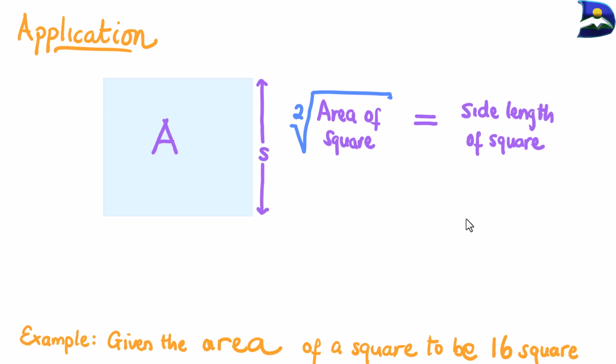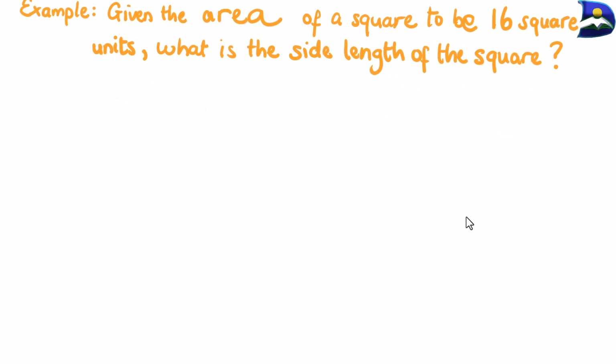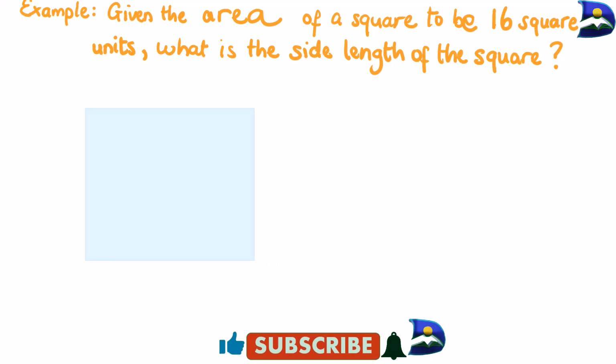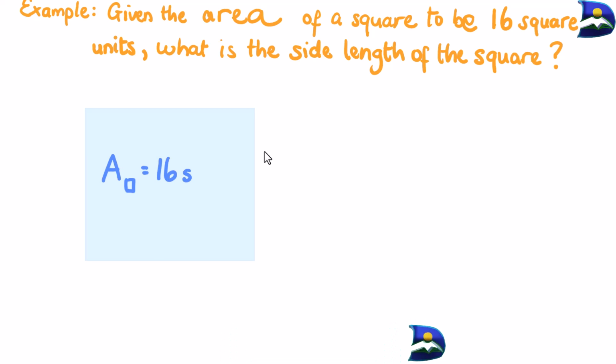And this is going to be shown using this example right below, where given the area of a square to be 16 square units, we are going to draw a square, and this is measured in terms of the area to be equal to 16 square units.